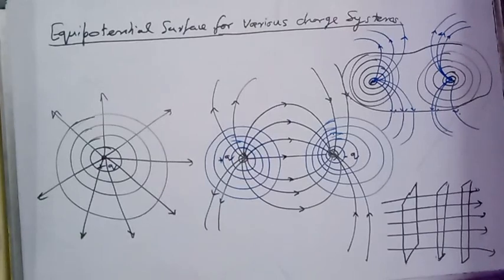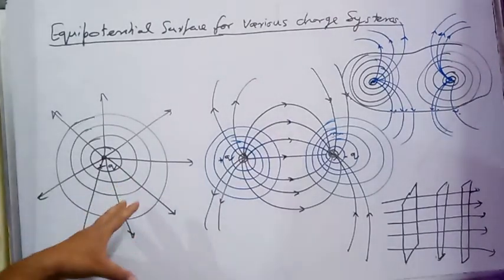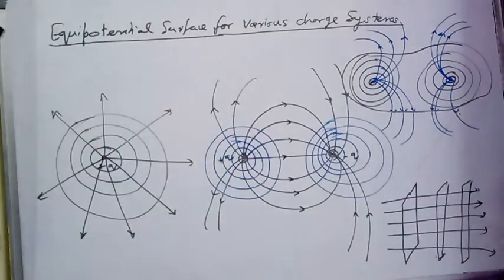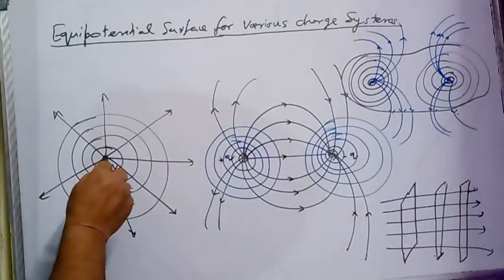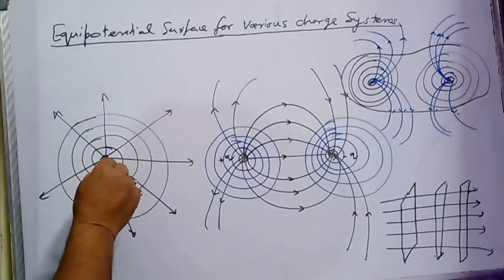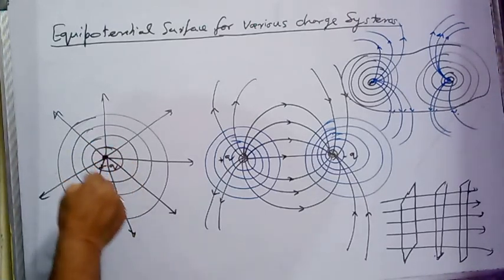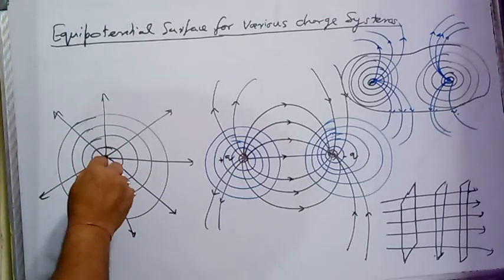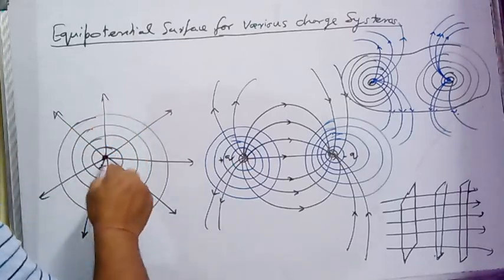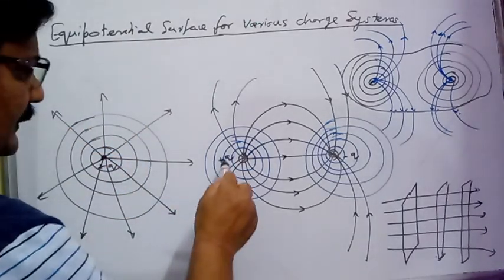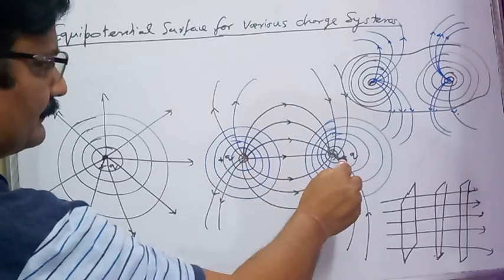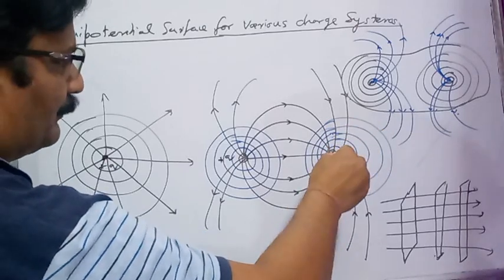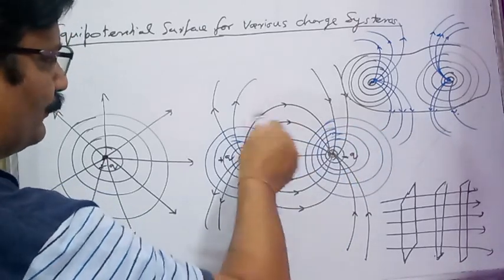Students, see, these are the shapes of the equipotential surfaces for various charge systems. Suppose there is a point charge: the equipotential surface of this point charge is going to be concentric spherical shells. The electric lines of force move perpendicular to the equipotential surface. For a system of two opposite charges, plus q and minus q, these are equipotential surfaces centered at both the charges. These are electric lines of force.